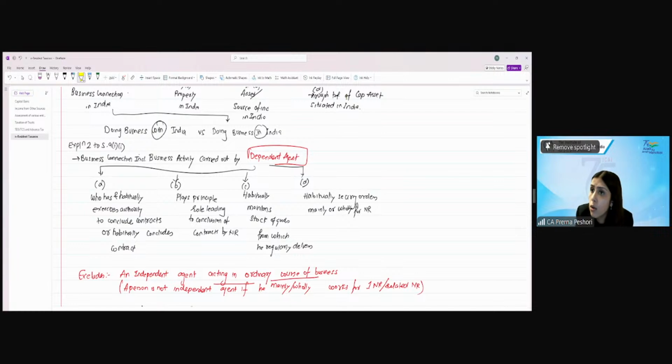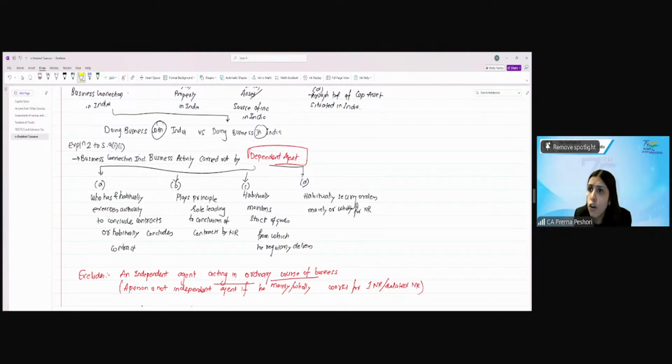Or if he is not concluding, he is doing everything else leading to the conclusion of the contract. He is negotiating, deciding the price, identifying the customer, doing marketing, doing everything else, but he is not just concluding the contract. But he is doing everything else to go towards the way that is leading to conclusion of the contract. He is a dependent agent.